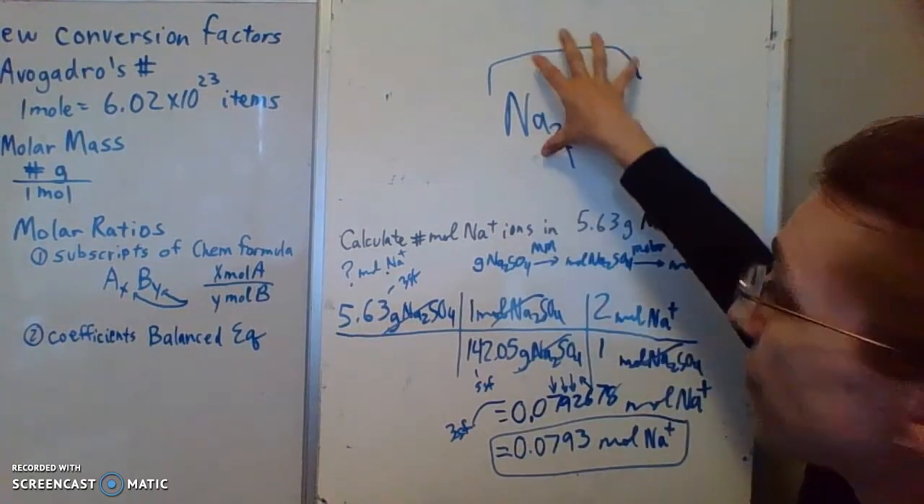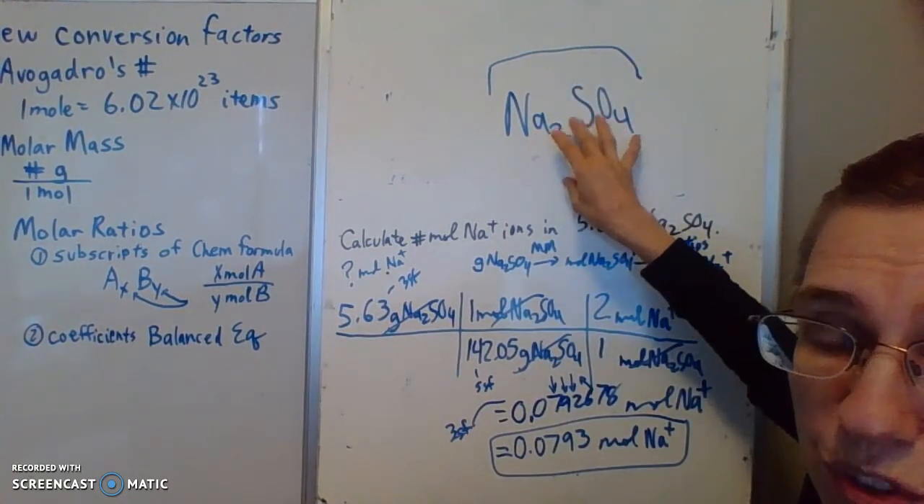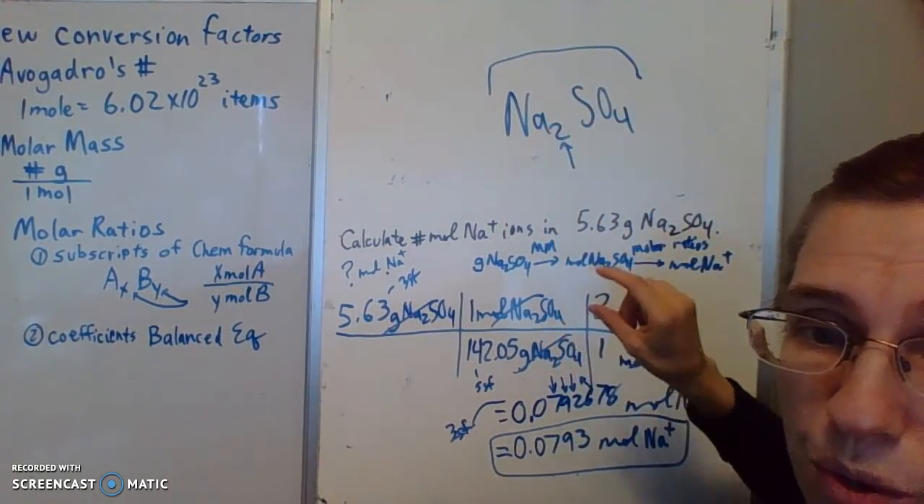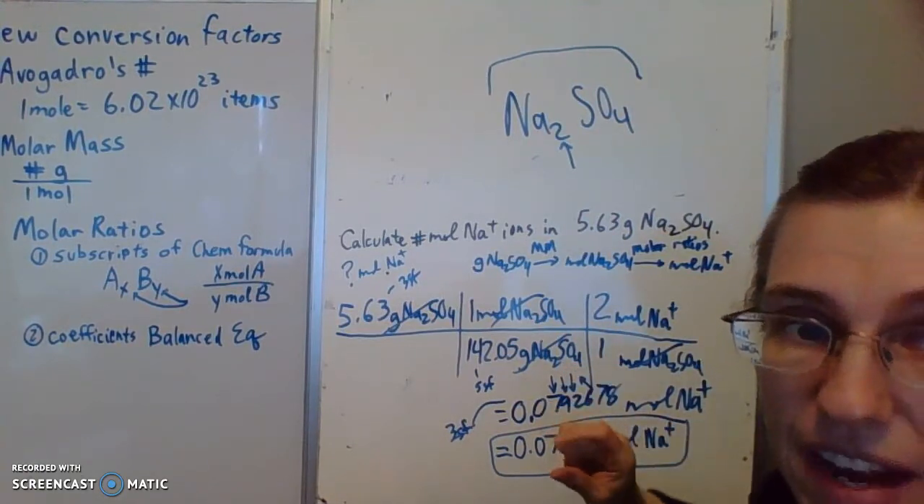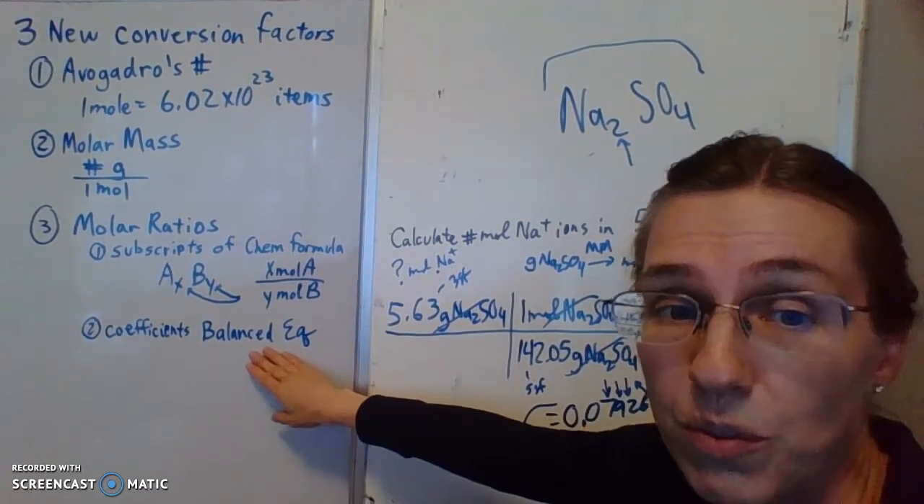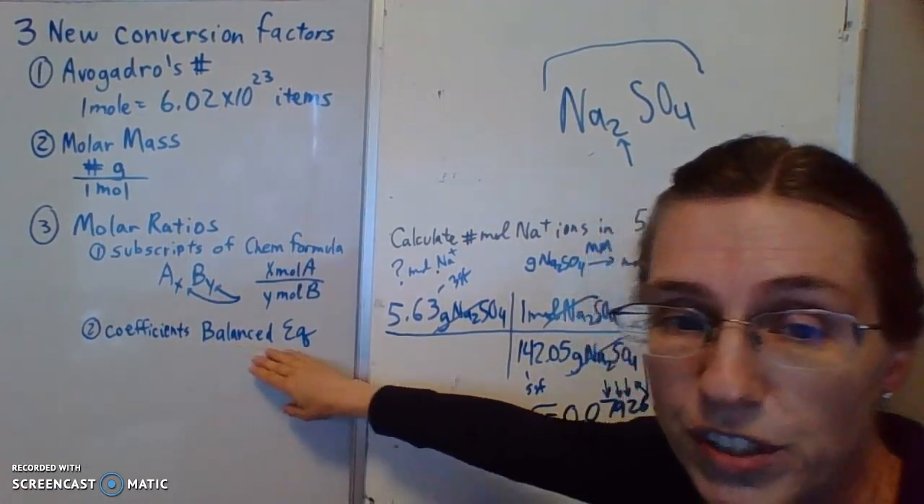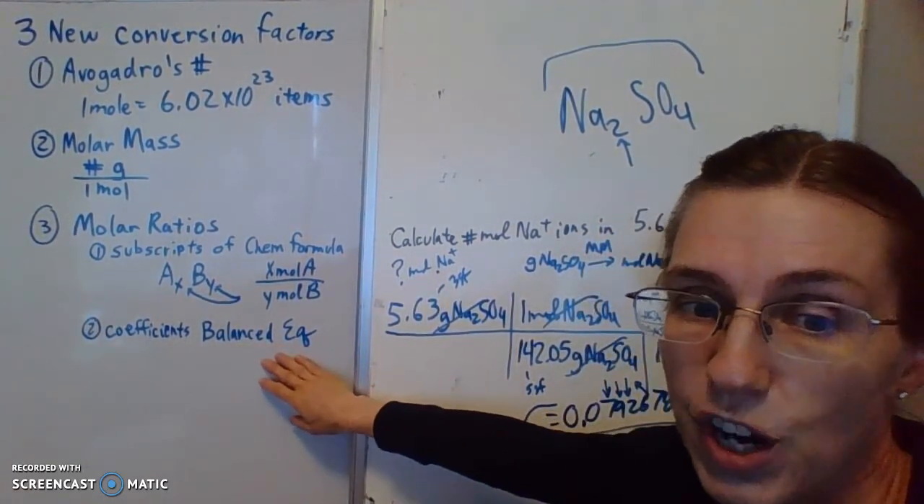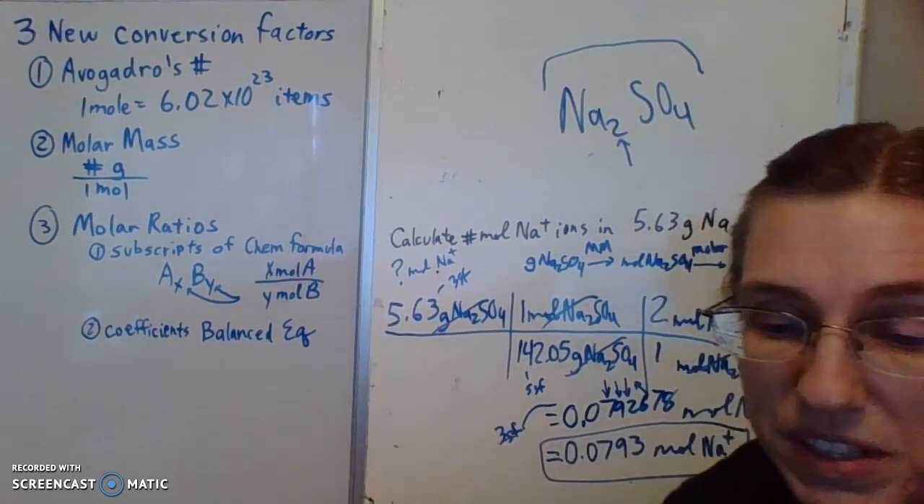Okay. So do make sure you're very comfortable with using those subscripts to get molar ratios. Now, if you go back to our list here, there is another way to get molar ratios, and that's the coefficients of a balanced equation. We're going to talk about that next, and we'll do some problems in the next video.